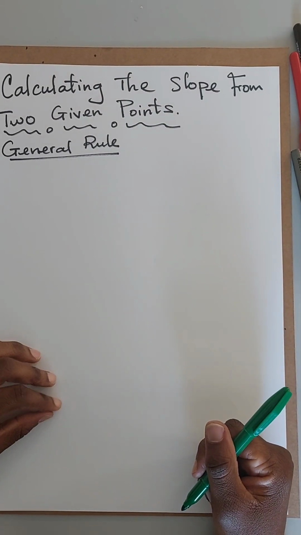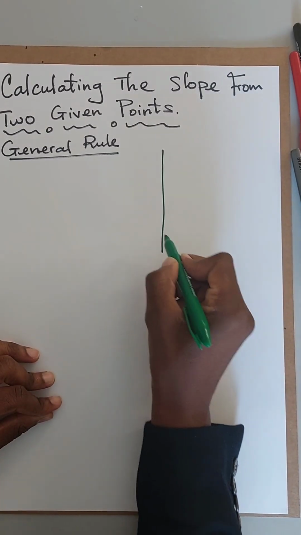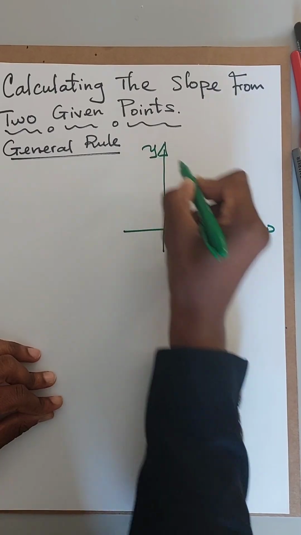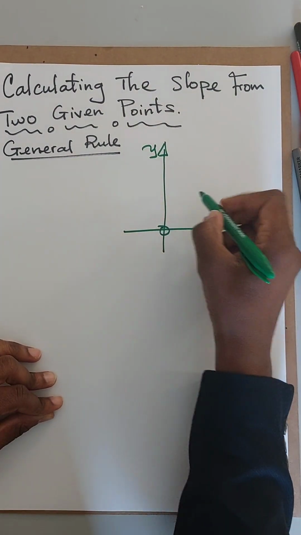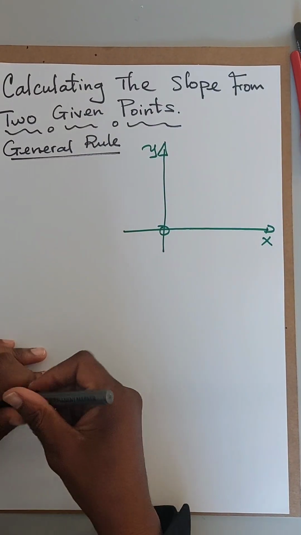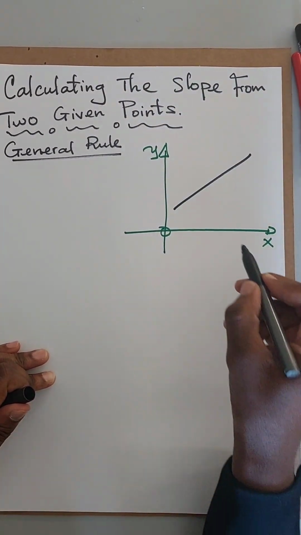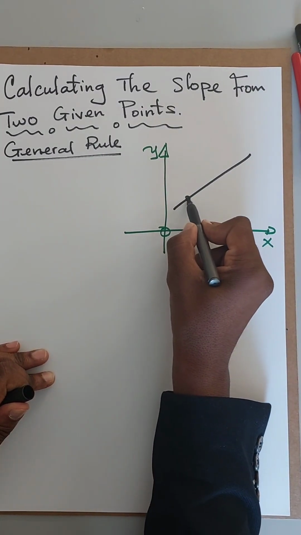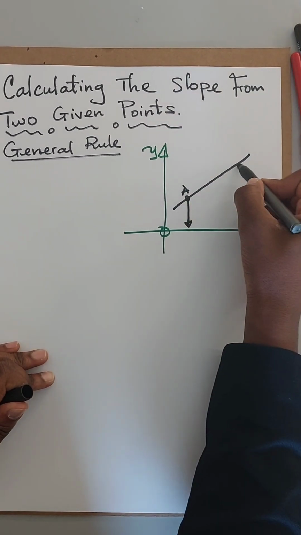Calculating the slope from two given points. We have already learned how to calculate the slope from a graph. The graph has a y-axis and the x-axis, and if we have a line on the graph, to calculate the slope of this line, we need 2 points on that line.